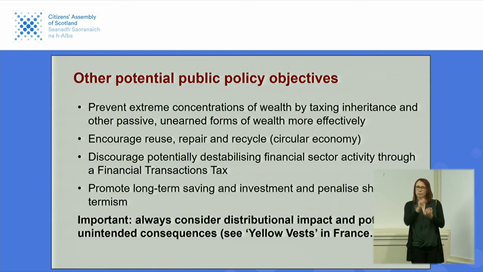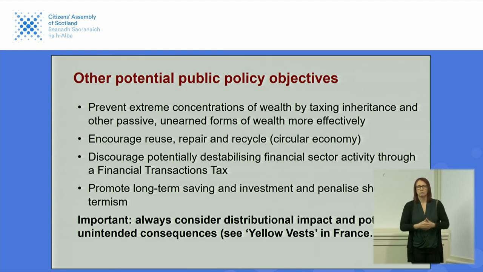There's also the opportunity to use the tax system to promote other public policy objectives, not necessarily market failures, not necessarily sin taxes. One example here, I've got prevent extreme concentrations of wealth by looking at inheritance and other passive unearned forms of income. We've already heard today inheritance tax, actually hardly anyone pays it. It's not something that most people pay, but nonetheless, there is significant wealth being passed through the generations today that is going untaxed. Maybe we should do something about that.